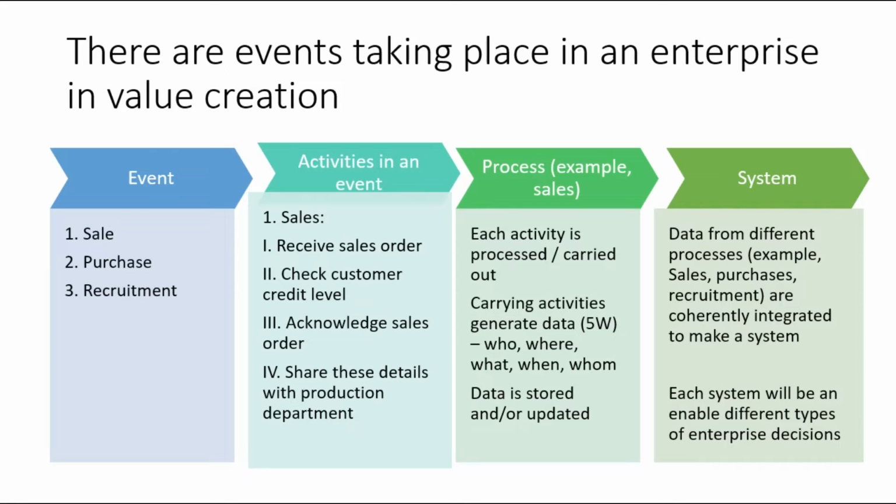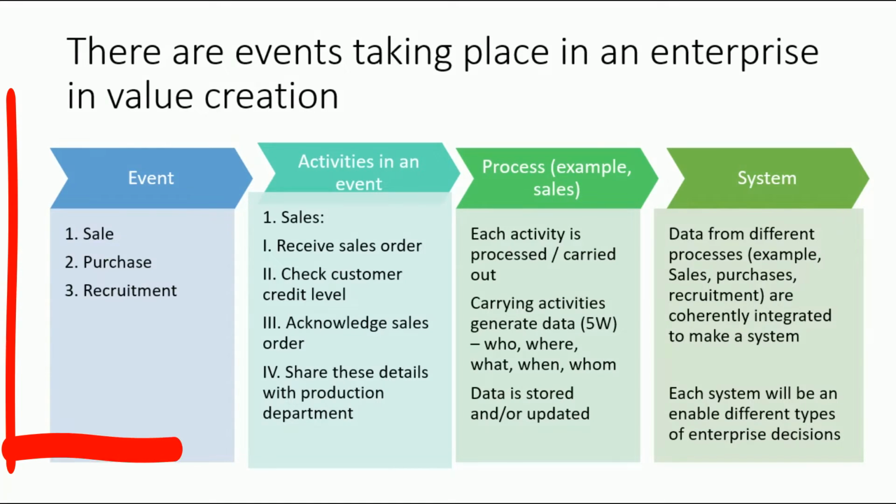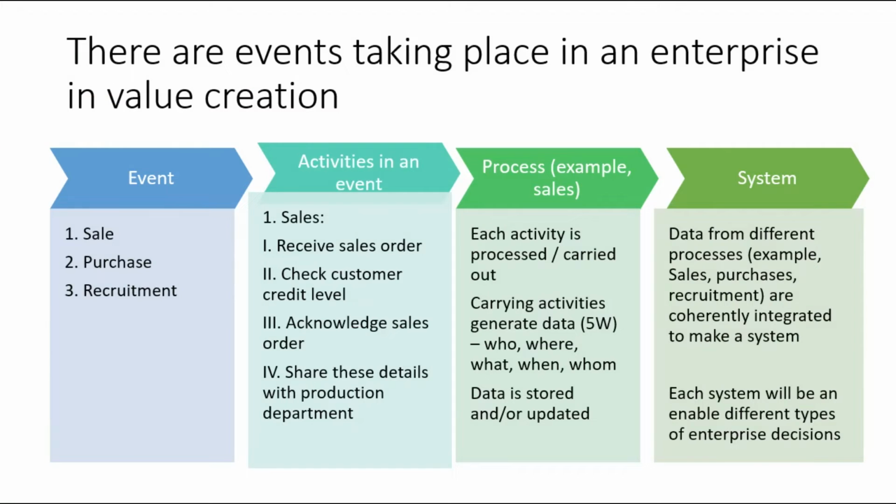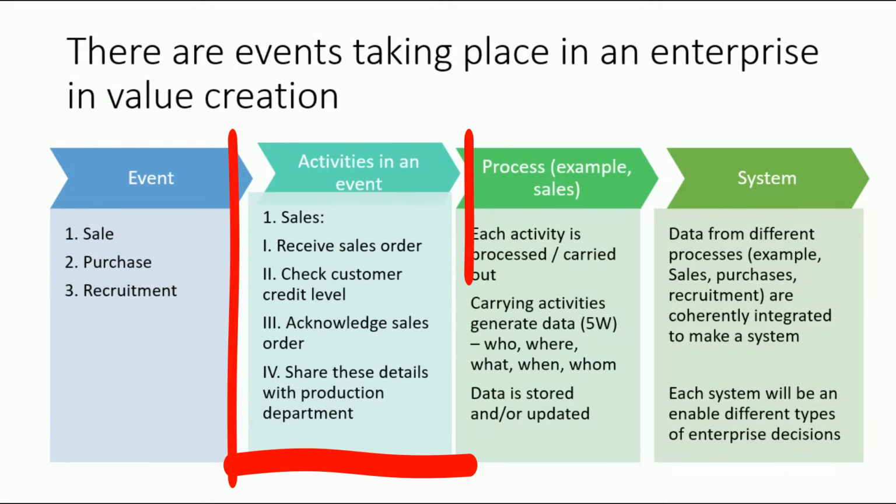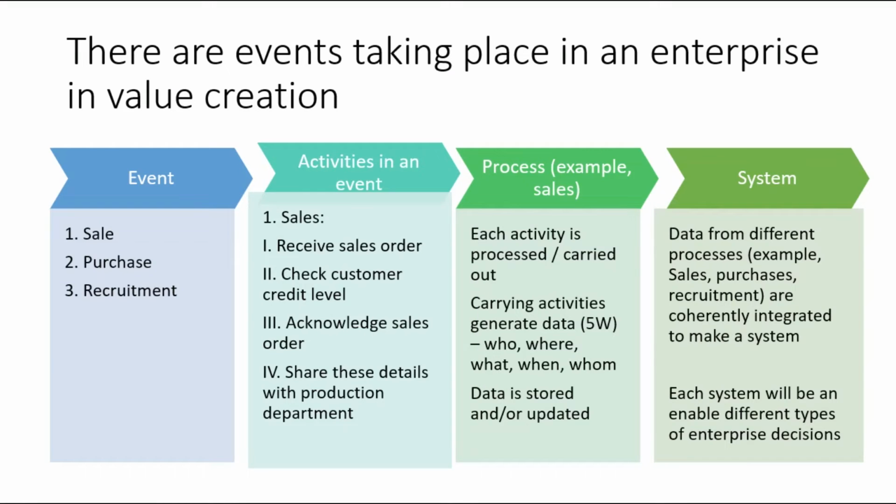There are events that take place in an enterprise for value creation. The events are such as sales, purchases, the human resources like recruitment. Then for each of these aspects of event, there are activities that take place. And these activities, when they are grouped together, they become processes. For sale, order processing, and so forth for sales.